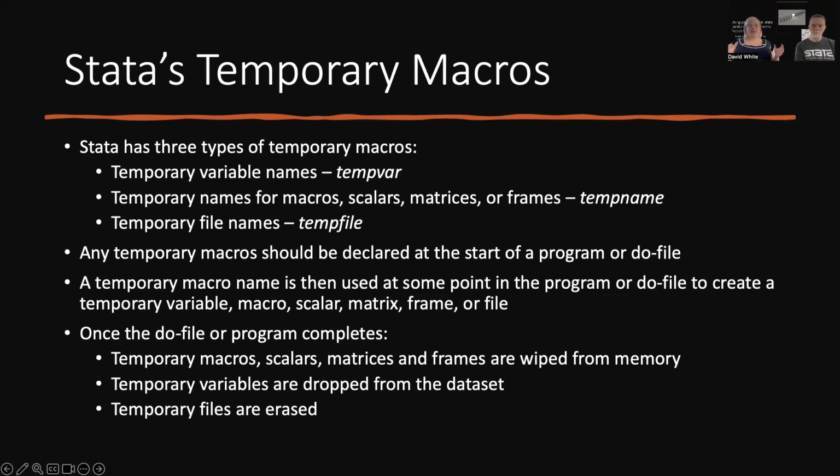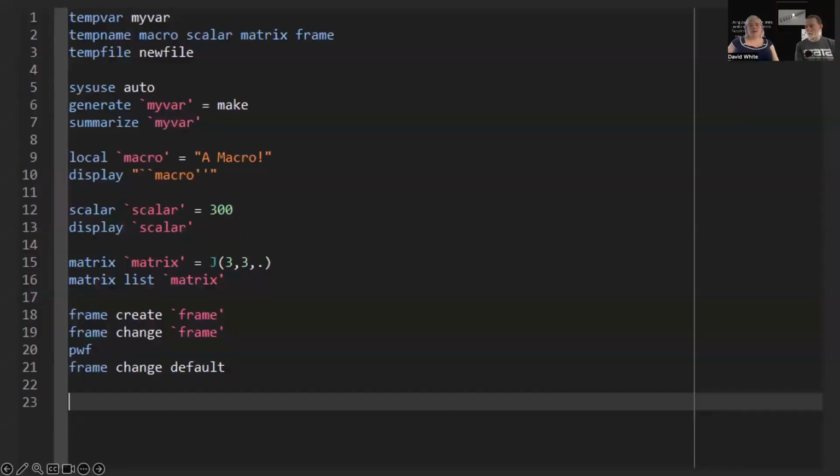So this is the same. Temporary variables are dropped from the data set. Temporary macros, scalars, matrices, and frames are completely wiped from memory, like they were never there. And temporary files are erased. And you can have all of them as macros. These are all types of macro, yeah.